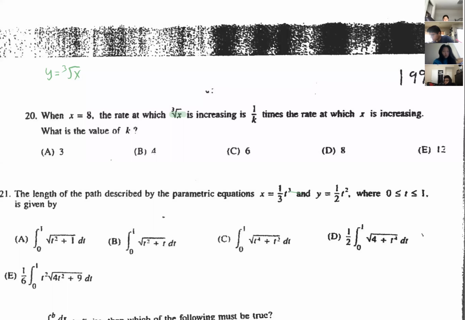Okay, so if it's increasing, it's talking about the rate that it's increasing. So that means I need to take the derivative. So I'm going to say y prime. Well, first let me write it as x to the 1/3. So y prime is going to equal, I bring the 1/3 to the front. I subtract 1 from the exponent, so 1/3 minus 1 becomes -2/3. So the rate at which it is increasing would be, let's see.